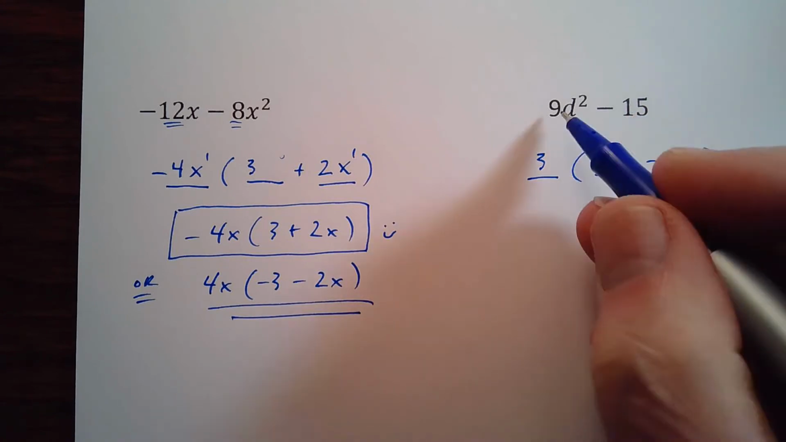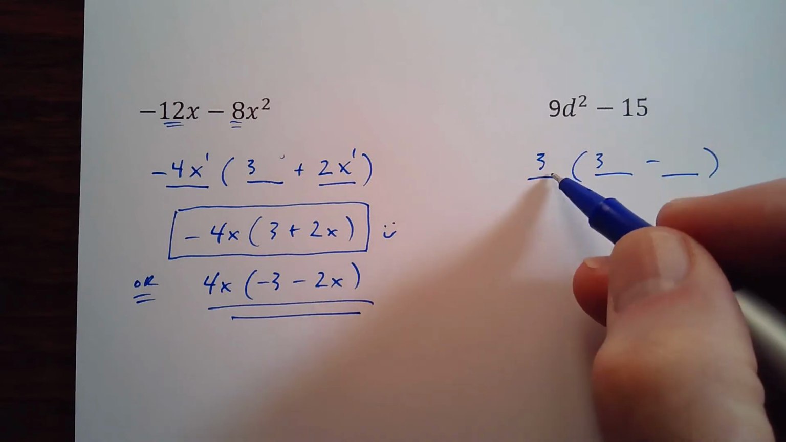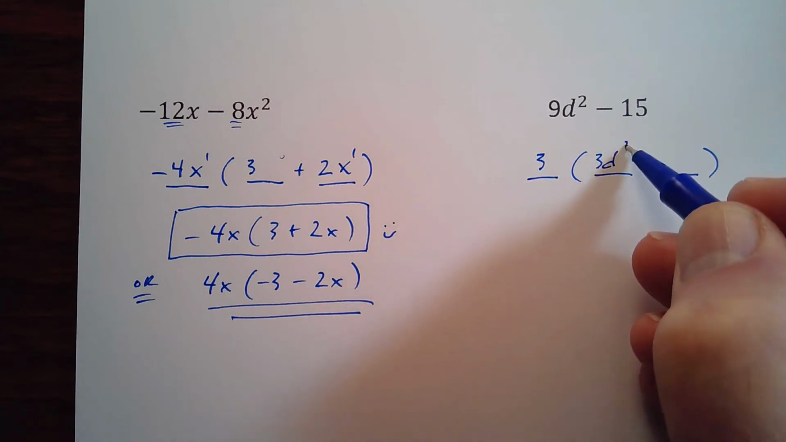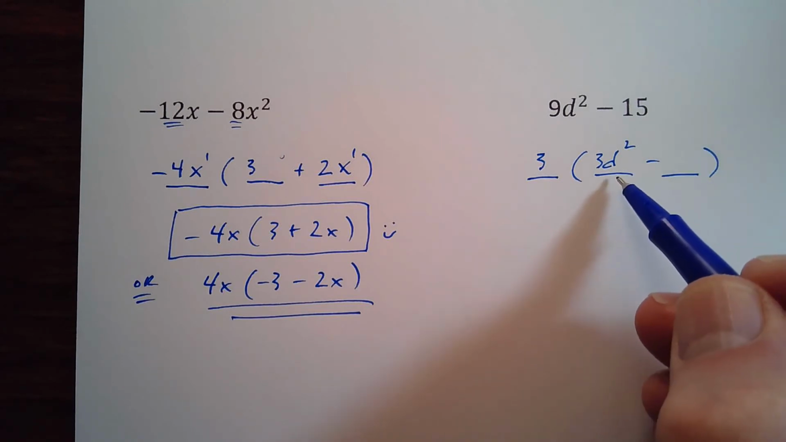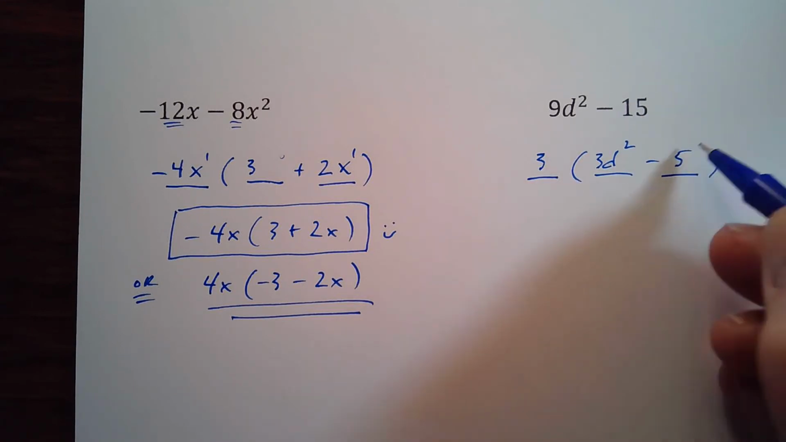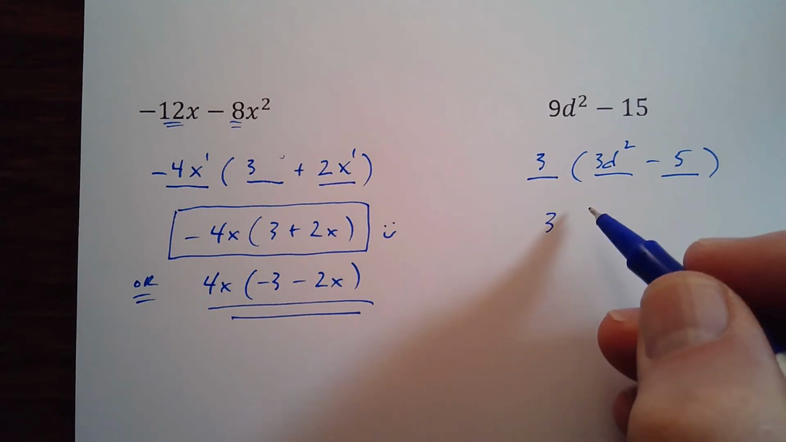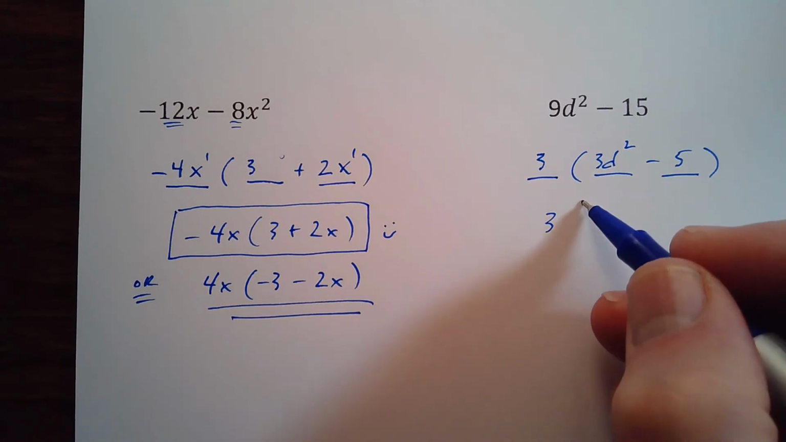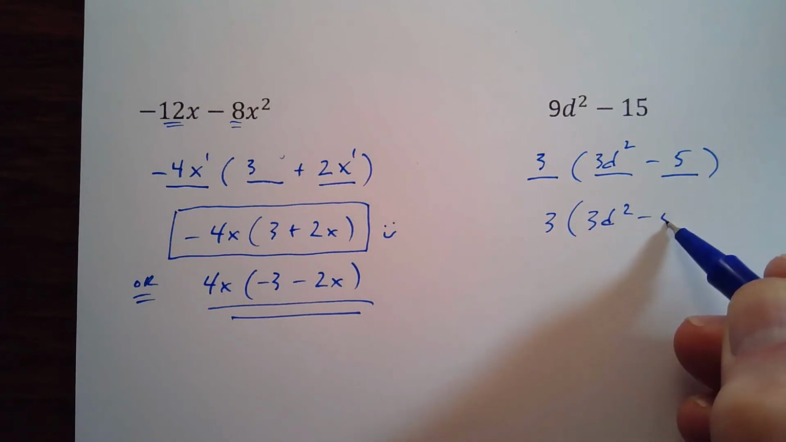So what times 3 makes 9? That would be 3. And then I don't have any d's, so I'm going to need both of them in my first term there. So 3d squared is my first term inside the parentheses. And then what times 3 makes 15? That would be a 5. And that's all you can do to that one. All you can do is take out that GCF of 3. So final answer, 3 times 3d squared minus 5.